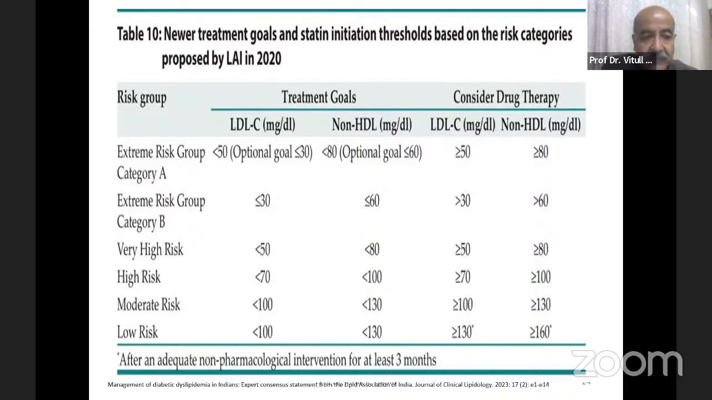Similarly, the extreme risk group B category is the most important. The goal has been decreased to 30 and the non-HDL-C goal reduced to 60. Similarly, consider drug therapy if the LDL-C level is more than 30 and the non-HDL-C level is more than 60. So the goal is reducing as the risk is reducing, and for low risk Indian patients, LDL-C less than 100 and non-HDL-C less than 130 are the treatment goals, and we consider drug therapy if LDL-C is more than 130 and non-HDL-C more than 160. So this slide is again important and tells us about the strategy, that these are the new treatment goals for the Indian population as suggested by the Lipid Association of India. Next slide.